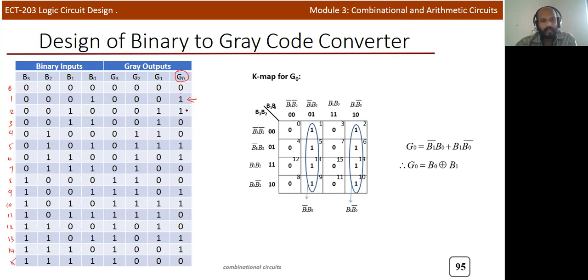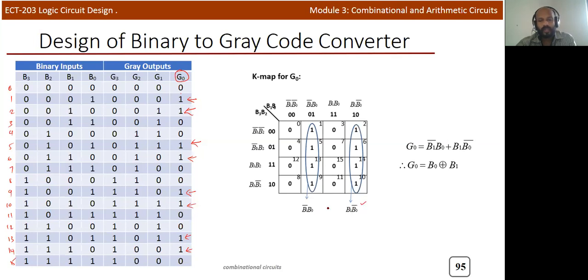Okay. G0 is 1 for binary 1, 2, 5, 6, 9, 10, 13 and 14. So we can indicate the values here 0, 1, 2, 3, etc. And we can group like this. Once you group here, you will get B1 bar B0, then another term is B1 B0 bar.